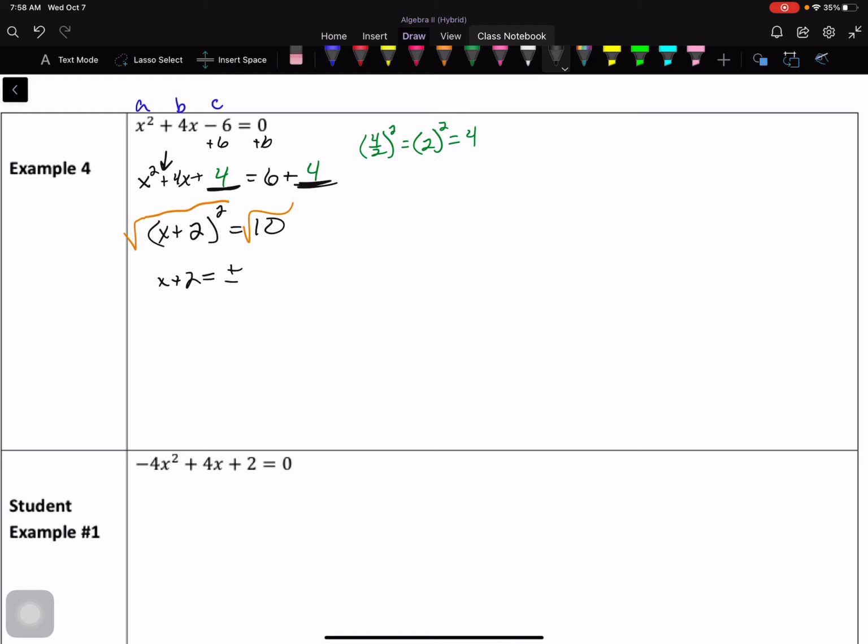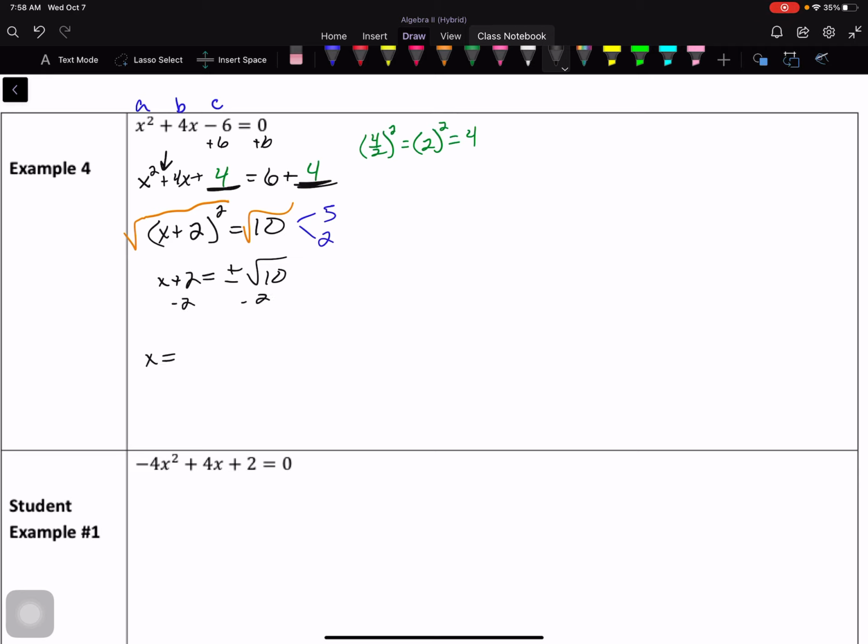Now 10 is not a perfect square. So really what you should do is try the factor tree. And if you break 10 down into prime numbers, we don't have pairs. So you can't simplify the square root of 10, is what I'm trying to say. So we'll leave that as the square root of 10. We still need to finish this by subtracting 2.